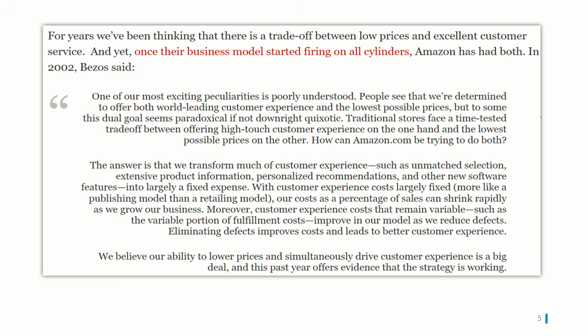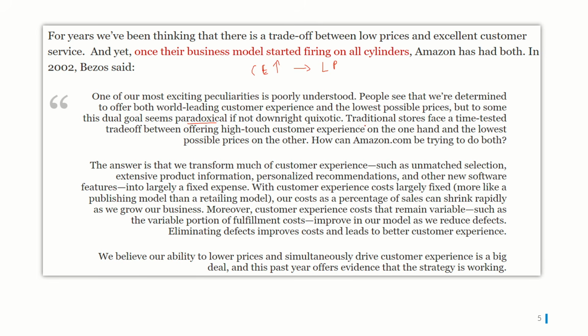In fact, Jeff Bezos in his 2002 Amazon letter focused on this thing called operating leverage. Let's read this together. He said: one of our most exciting peculiarities is poorly understood. People see that we are determined to offer both world-leading customer experience and the lowest possible prices. So they want customer experience to be the best in class and they have to do it at the lowest prices possible. Then only could they survive. And this is paradoxical in nature. If you want to offer the best customer experience, you cannot do it at the lowest prices possible.